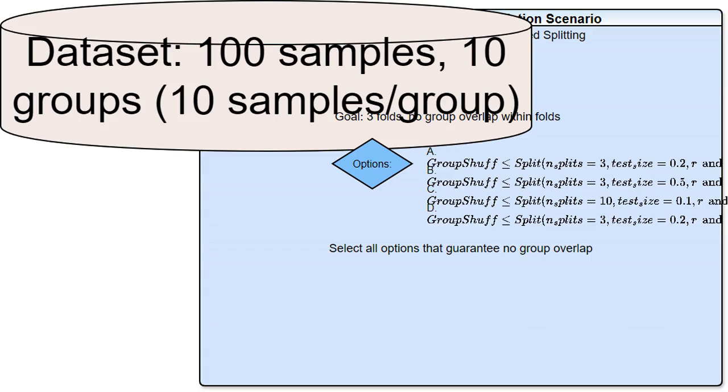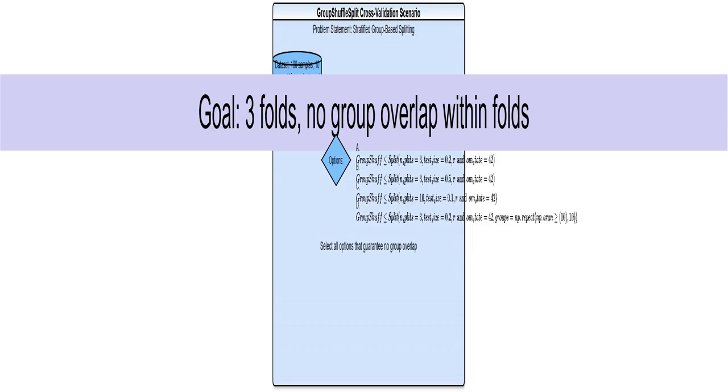We have 100 data points neatly organized into 10 groups, with each group containing 10 data points. This structure is important because GroupShuffleSplit operates on groups, not individual data points. Our objective is to divide this dataset into 3 folds for cross-validation. The key constraint is that no single group can appear in both the training and testing sets for any of these 3 folds. Think of it like dividing a class of students into 3 teams for a project, making sure no friends are split between teams.